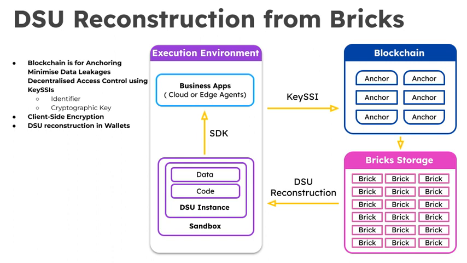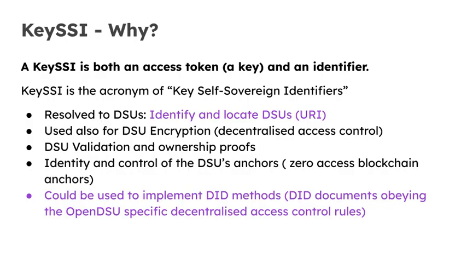In summary, blockchain is used for anchoring, with an approach to minimize data leakages and maximize decentralization. This is achieved by using client-side encryption, even when the DSUs are reconstructed on servers, as those servers will require access to the appropriate KeySSI. Typically, the DSUs are reconstructed in a sandbox environment, which could be cloud or edge agents.